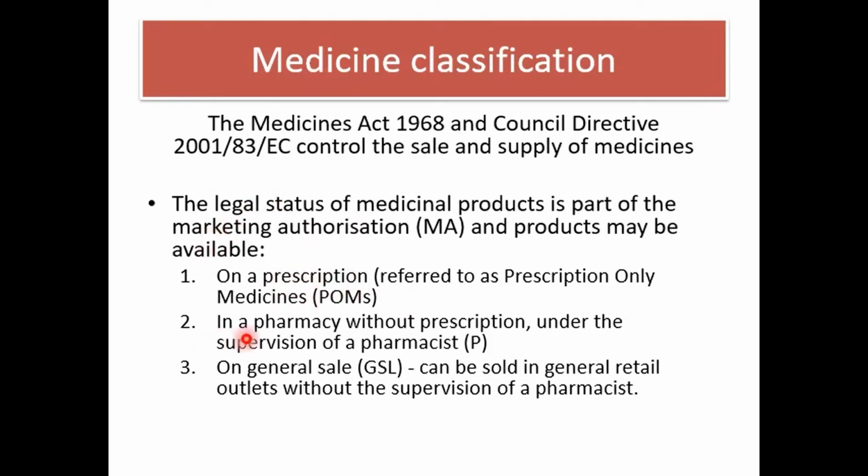The next category is pharmacy medicines. These are medicines which can be sold in a pharmacy and they don't necessarily need a prescription. However, they have to be sold under the supervision of a pharmacist. An example of this would be something like Day Nurse or Night Nurse, i.e. medicines which are kept behind the pharmacy medicines counter in the main shop space.